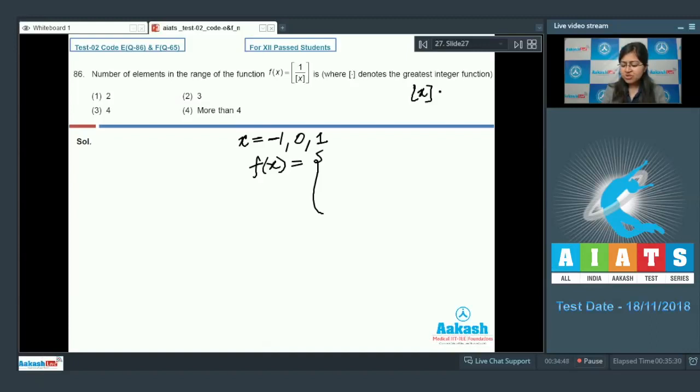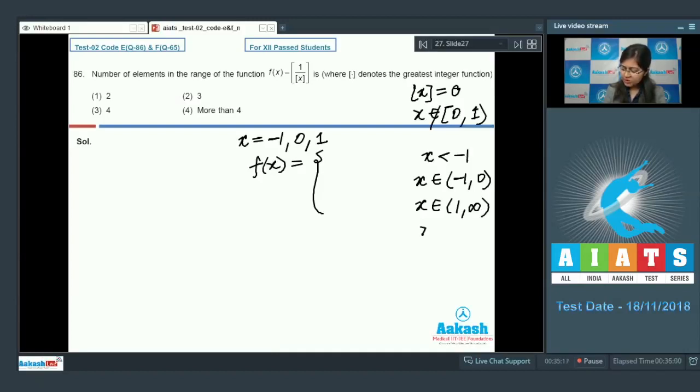Now, [x] is 0 when x belongs from 0 to 1. So, these are the elements in which f(x) is not defined, right? So, we can consider f(x) when x is less than -1, when x belongs from -1 to 0, when x belongs from 1 to infinity, and when x is equal to -1 and when x is equal to 1. These are the points and we have to find f(x) in these domains.